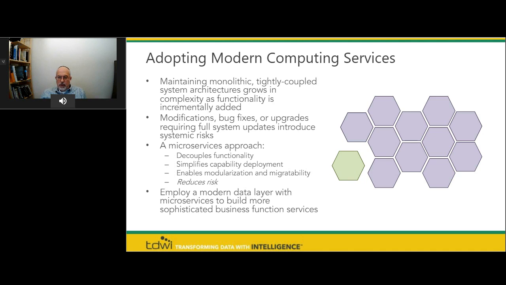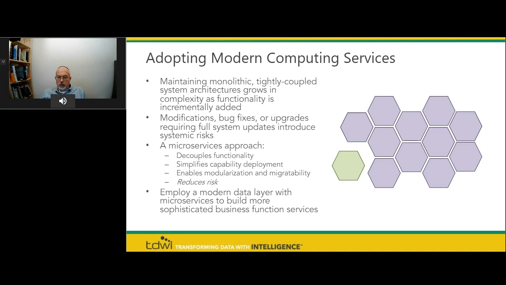So why would you have to bring down the entire system to be able to add one feature when you can use a microservices approach where you're just adding in a new microservice and allowing the environment to make use of that service when it needs to? And by doing so, it enables modularization. It makes it easy to modularize your system.